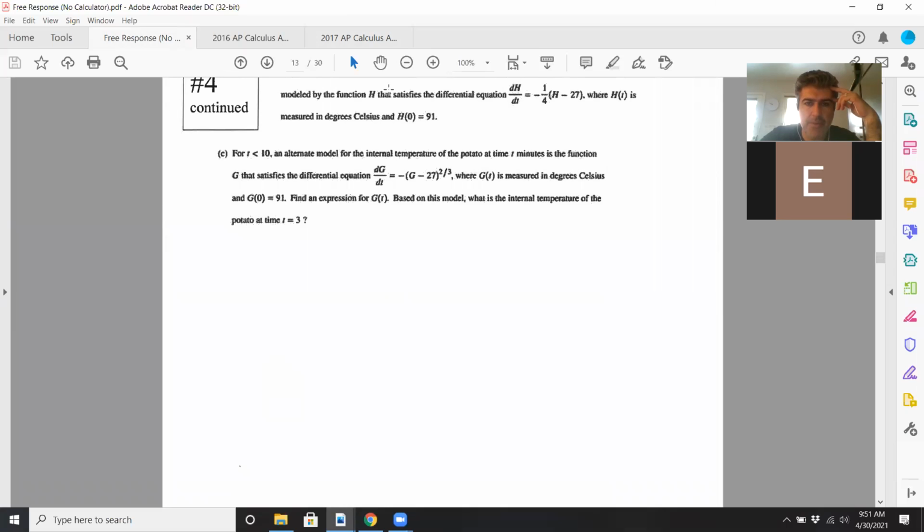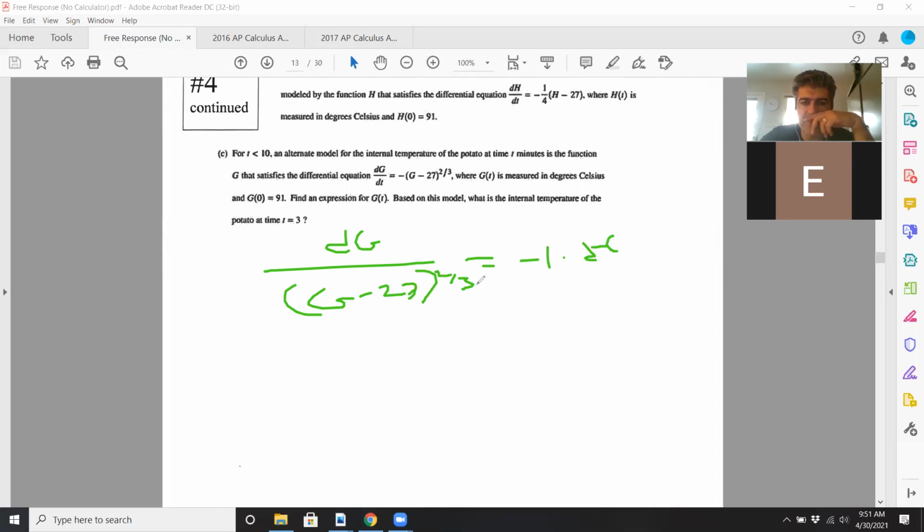You want to separate the terms like we've done before. So I do dg, and I do g minus 27 raised to 2/3 down here. Over here I have -1 times dt, put a negative on that side. So this is the integral of g minus 27 raised to -2/3 dg. And of course I'm integrating negative dt. So that becomes negative t plus c.